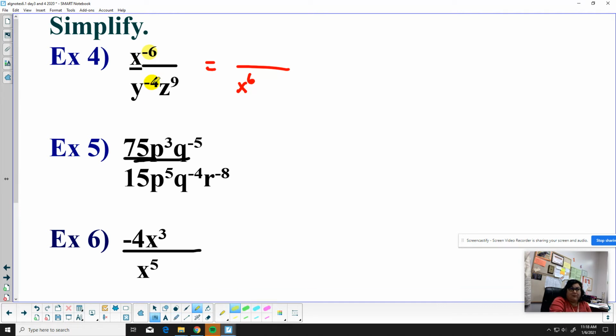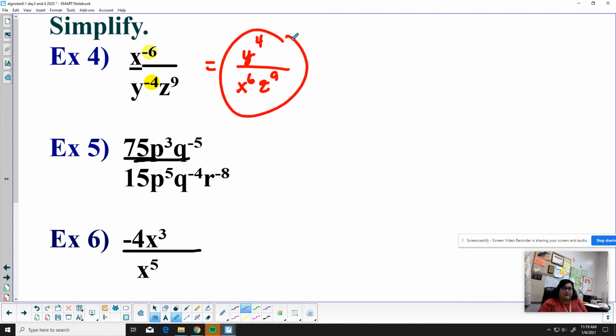It's the only one, but it's unhappy. So I'm going to move it to the top. So y to the 4th, and then z to the 9th. Again, it's the only z, so I just leave it where it's at because it's happy where it is. None of the bases are the same, so that's as far as I can go. So I like to make all of the exponents happy first, and then at that point, either multiply or divide, depending on where everything lands.